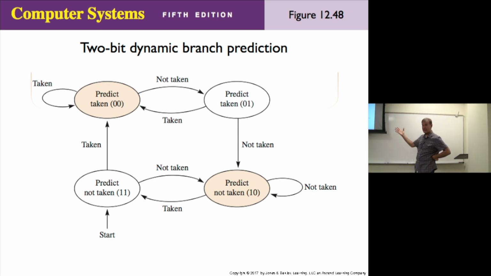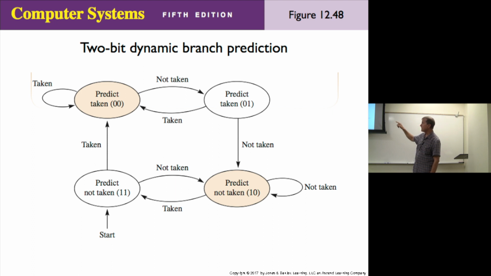And so now there's four states. With two bits, there's four states: 00, 01, 10, 11. The upper left and the lower right are the situations where we've had a sequence of two or more of the same. So in the upper left, that's the state we are in when we have had two takens in a row, and at the lower right is when we've had two not takens in a row. So suppose we start in the lower left where we predict that it's not taken, and if it is taken, we go to the upper left where we predict that it's taken.